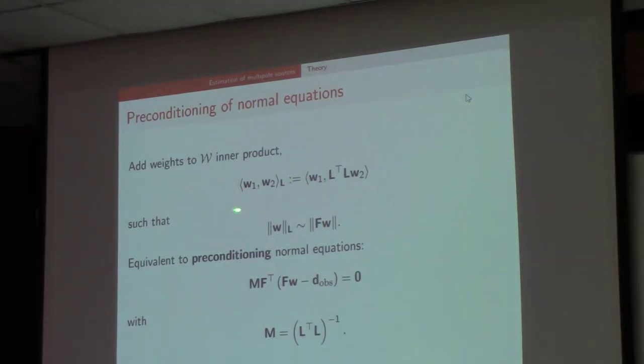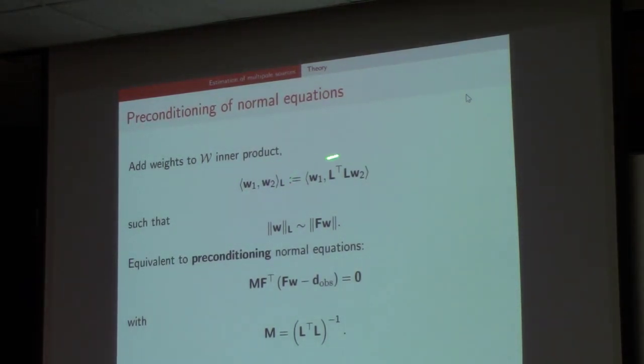So here's the inner product in the source space for the W's. I'm going to weight it by this operator L transpose L, such that if you take the norm of W with respect to this weighted norm, it's roughly equal to the norm of FW. So L is kind of like a pseudo solution to F. That's one way of thinking of preconditioners: it almost solves the problem, so it should accelerate what I'll do after that. So this is equivalent to a preconditioner for the normal equations, preconditioning by a matrix M, and M would be L transpose L inverse. So that's the general idea.